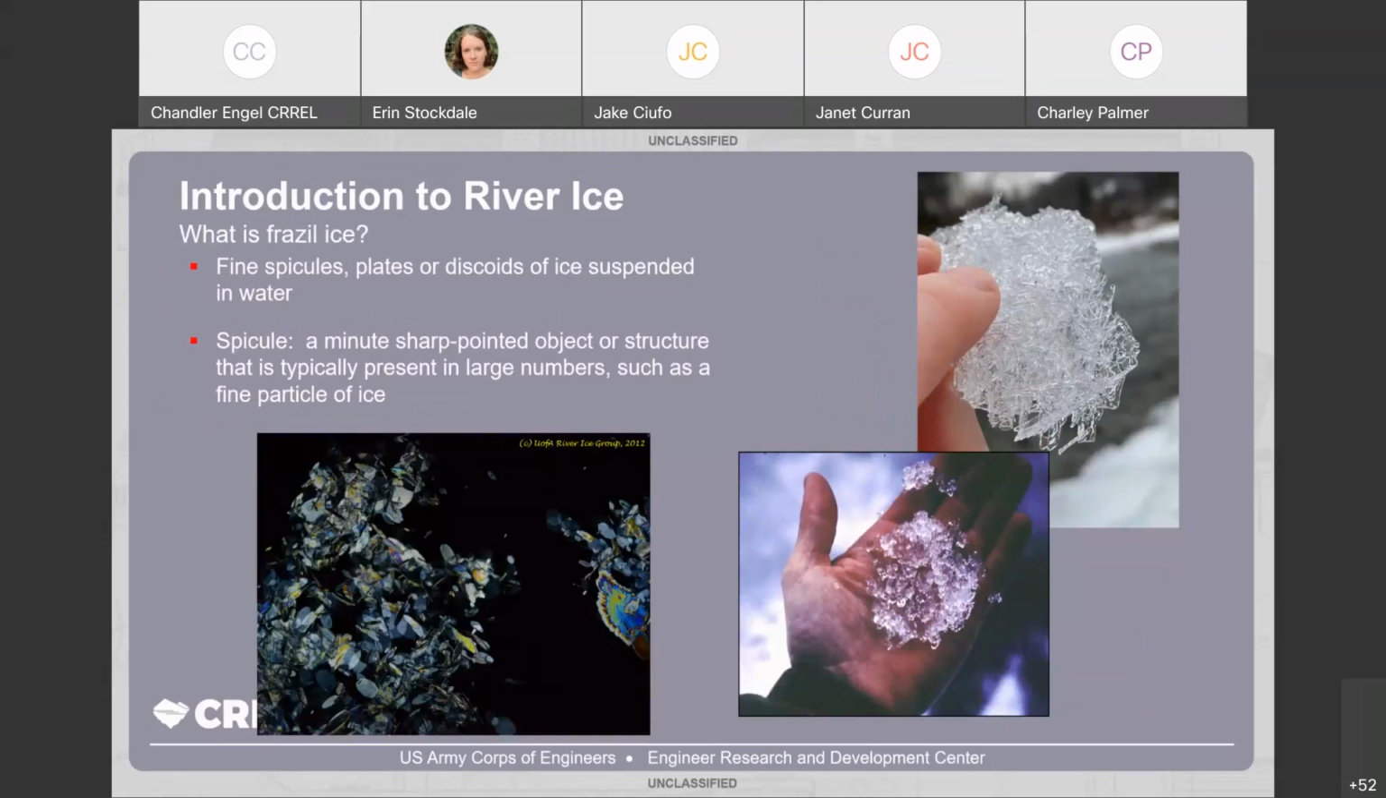It's fine spicules, plates, or discoids of ice suspended in water. That's a little bit wordy. What's a spicule? It's a small pointy object, something we'd sometimes refer to as a needle. You can see larger needle-shaped ice in the top right figure. The initial form of that needle ice would be much smaller, and this has probably grown quite a bit to get to this state. But Frazil ice forms several different shapes besides needles, and actually pretty commonly into plates or disc-like particles that you can see with a microscope or a magnifying glass. You can see that in the picture on the bottom left, some discoid type shapes of Frazil ice.